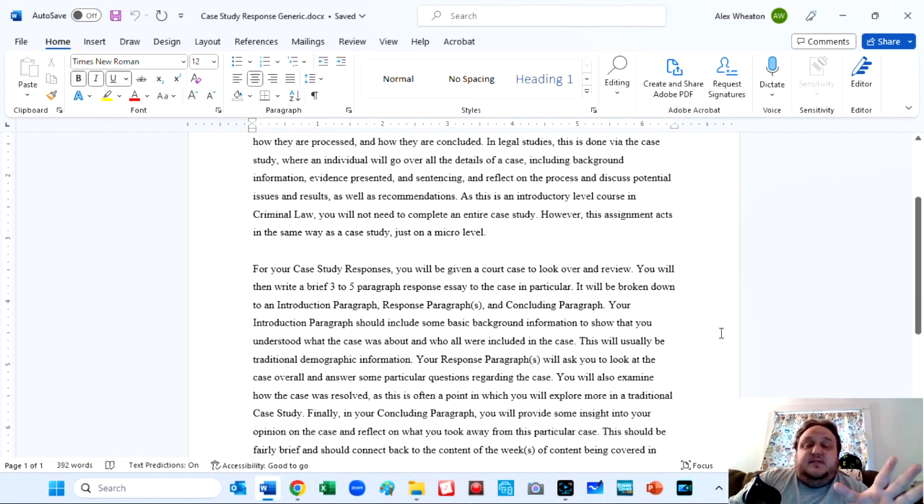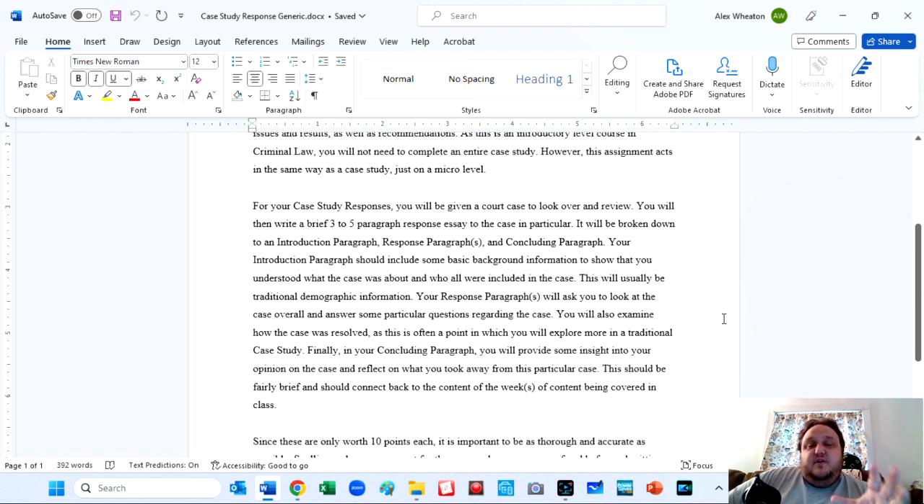For your responses, you are going to be given a court case to look over and review. A lot of these are actual, already designed case studies, usually by judges or legal scholars. Sometimes they are the actual legal proceedings, the official overall summary that the court produces after a sentence has been completed. So you're getting actual documents to look at. You're going to read through and review them, and then write a brief 3 to 5 paragraph response essay. Each one of these is 3 to 5 paragraphs.